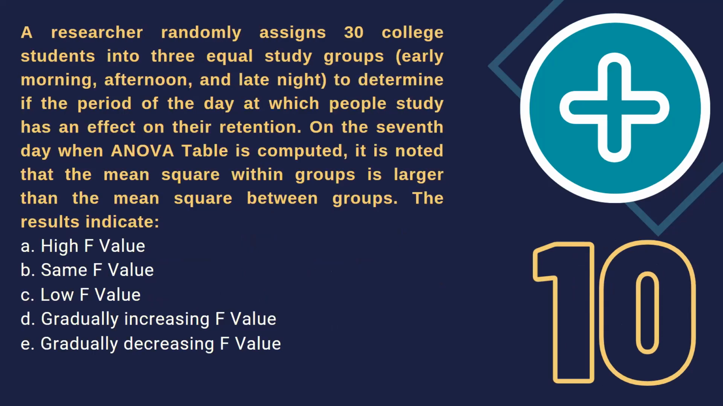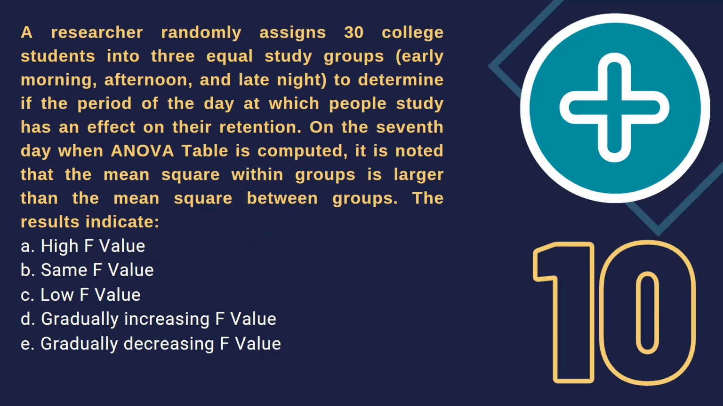A researcher randomly assigns 30 college students into 3 equal study groups, early morning, afternoon, and late night, to determine if the period of the day at which people study has an effect on their attention. On the 7th day, when an ANOVA table is computed, it is noted that the mean square within groups is larger than the mean square between groups.